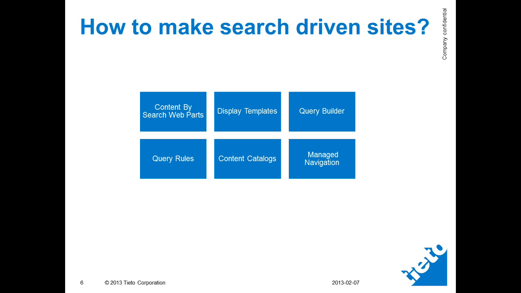The slide in front of you lists six important components. Query rules I've already explained. Next are content by search web parts. Everybody knows this component. Think of it as extending what the content query web part used to do. The content query web part was not search-based, but this one is search-based.